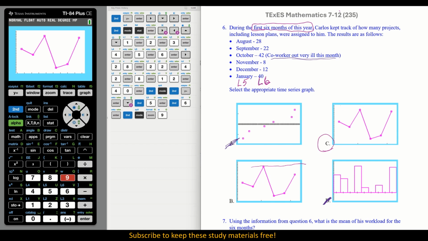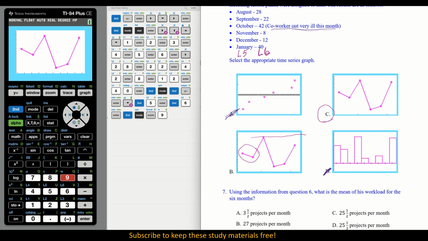B would be too far down, right? Looks like it is just very close. This is a little different here too. Very, very close. A little hard to eyeball it. But if you look at your calculator, you can tell. Okay. Now let's go to the last question.